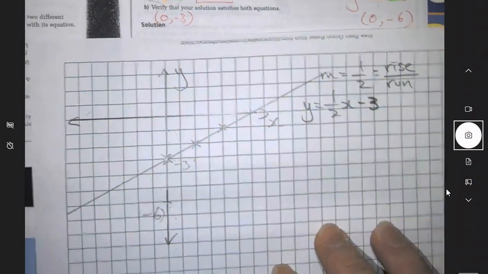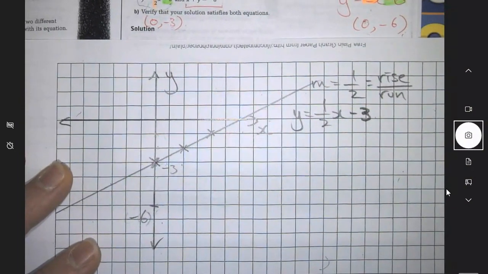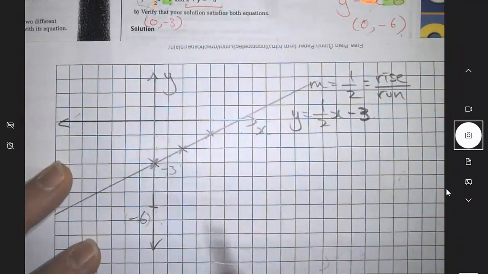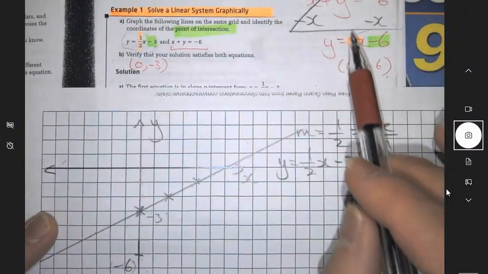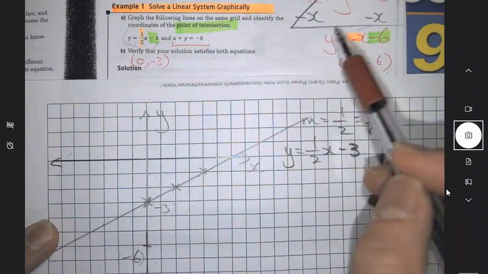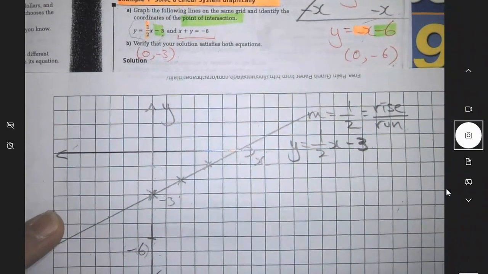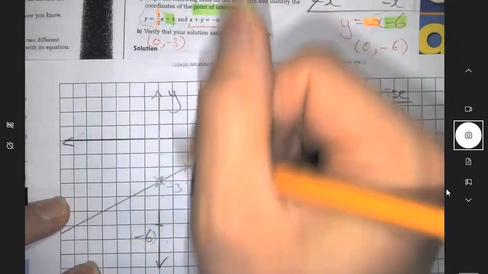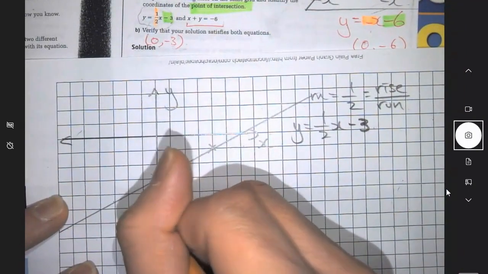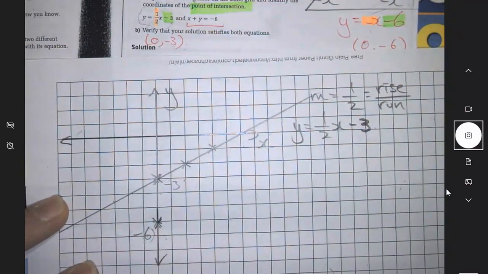All right. Now, to solve this linear system graphically, we do need to graph both lines on the same grid. So for the second line, I have the y-intercept, which is (0, -6). So again, (0, -6) here. So that is my second point. Okay, (0, -6).